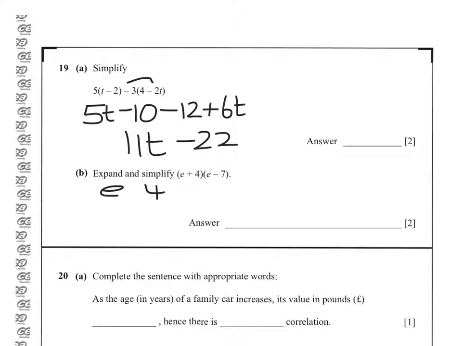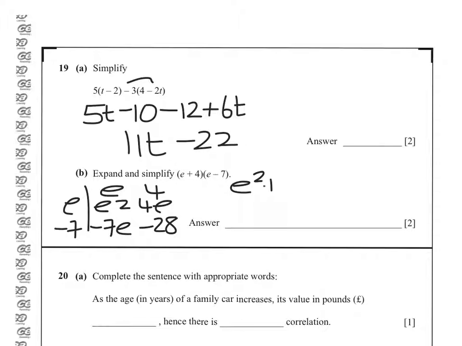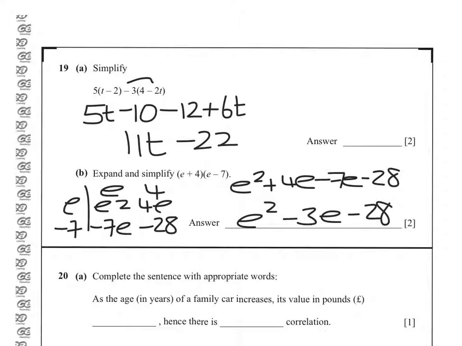Using the grid method to expand this bracket, we have e squared, 4e, minus 7e and minus 28. So e squared plus 4e minus 7e minus 28 gives me e squared minus 3e minus 28.